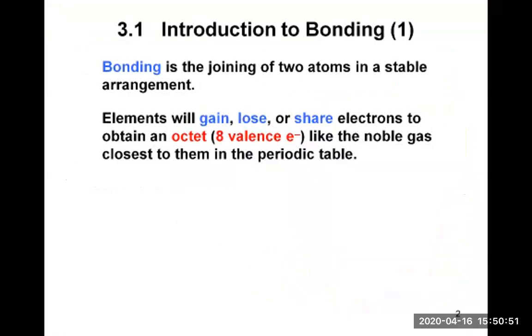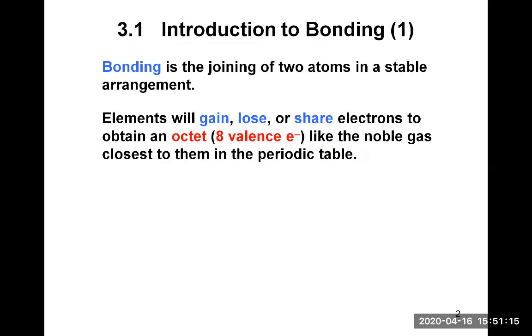Bonding is a chemical term for the joining of two atoms in a stable arrangement. Elements will gain, lose, or share electrons to obtain an octet. An octet means 8 valence electrons, like the noble gas closest to them in the periodic table.